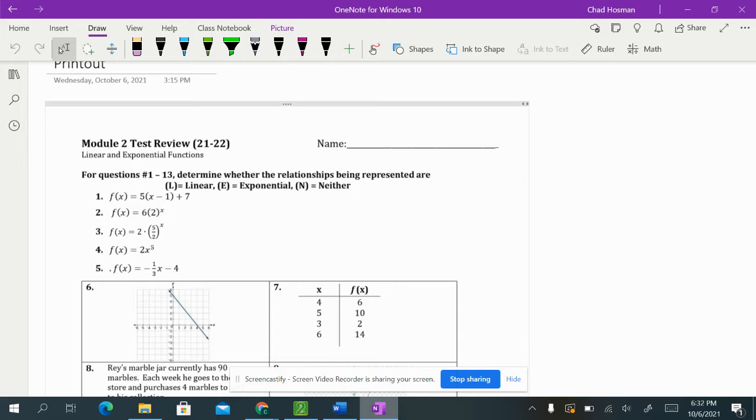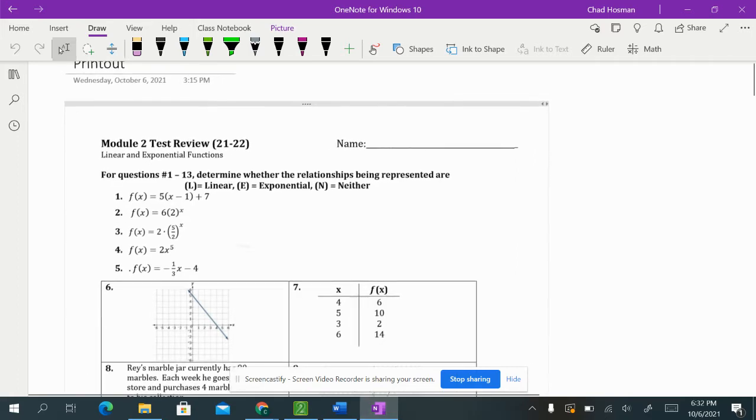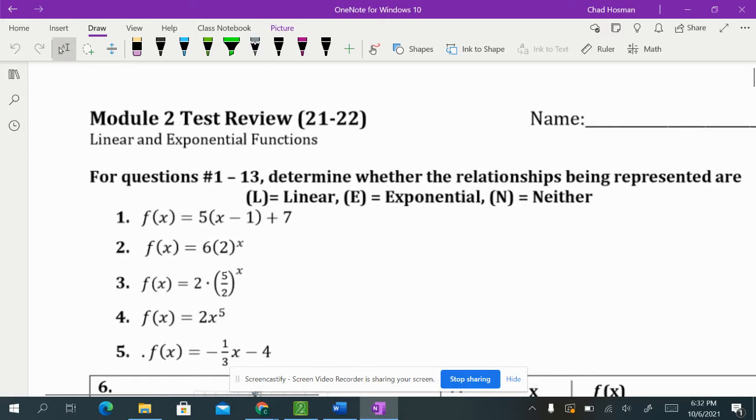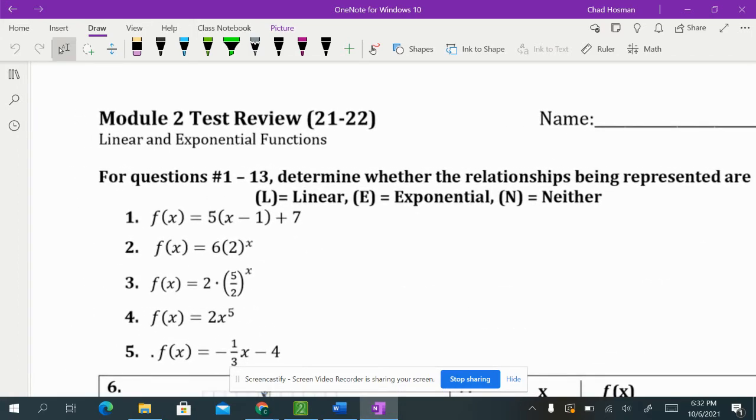All right, but first, for questions 1 through 13, determine whether the relationships being presented are linear, exponential, or neither. Looking at this first one here, we see that f of x is equal to 5 times (x minus 1) plus 7, right? There's a couple things we have to think about. First off, if it's exponential, we should see a variable in the exponent, which we don't see, so we know it's not exponential.